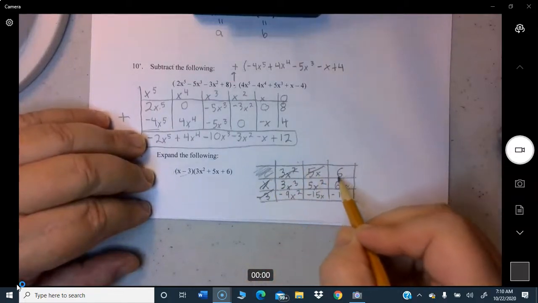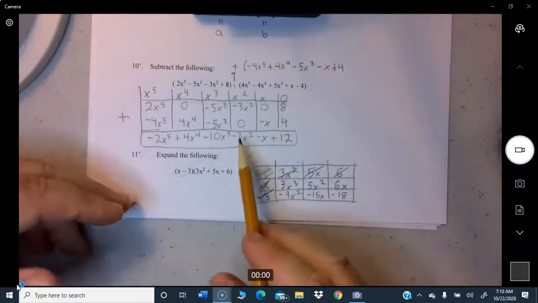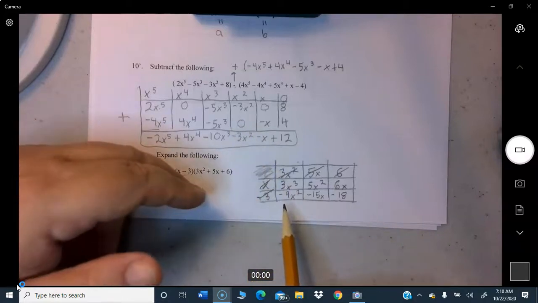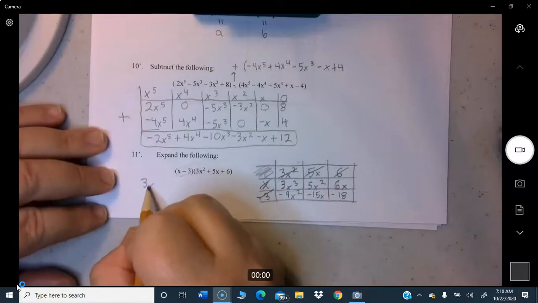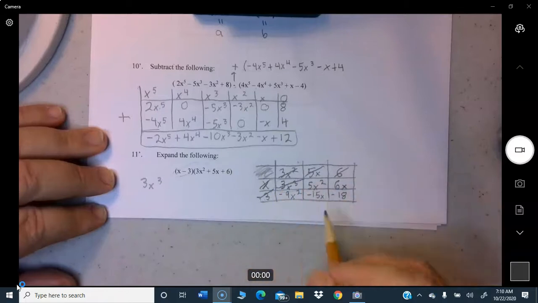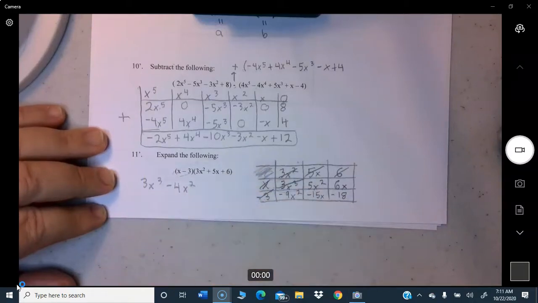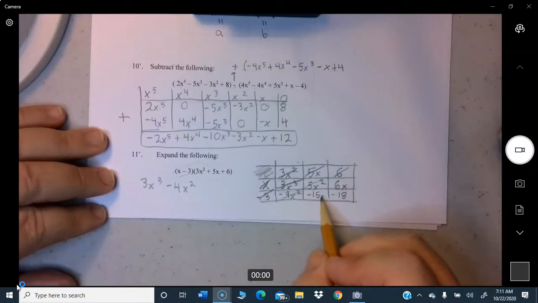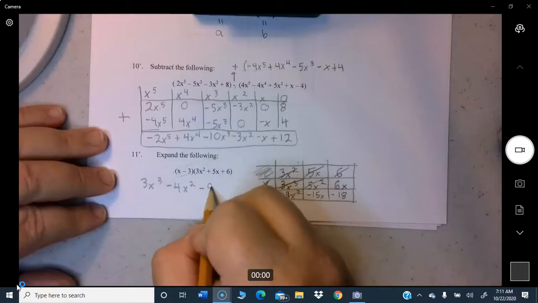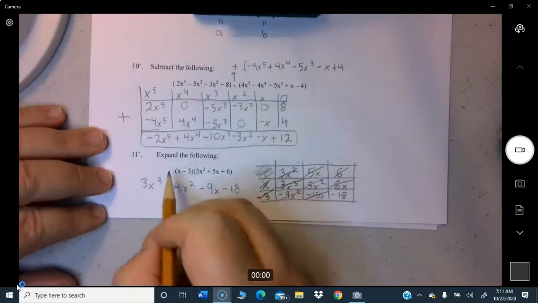Okay, once you're done doing that, scratch out things you're done with. You're not going to use these anymore, and you don't want to accidentally add them in. Now, if you want to set up columns like we did up here with the subtraction, x to the 3rd, x to the 2nd, x, you can do that. I'm just going to go ahead and pick them off here. So 3x to the 3rd. Scratch it out. Now x squared, so we have 5x squared, negative 9x squared. You add those, you get negative 4x squared. Again, don't do this in your head if you're not comfortable. Do whatever you have to do to be sure you get the right answer. Okay, and then I have negative 15x plus 6x is negative 9x. And then negative 18. And that's the final answer.